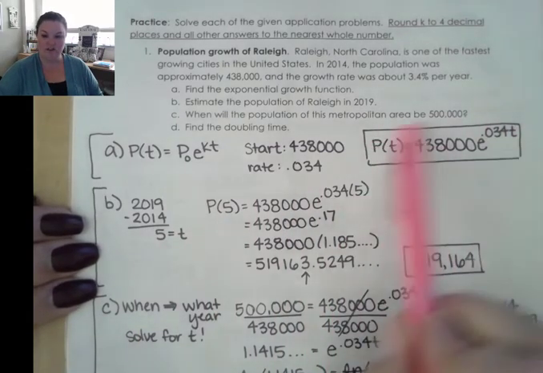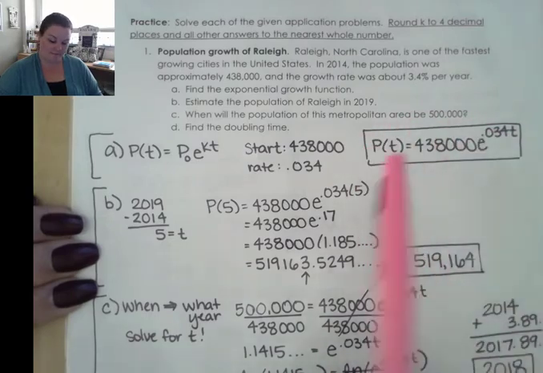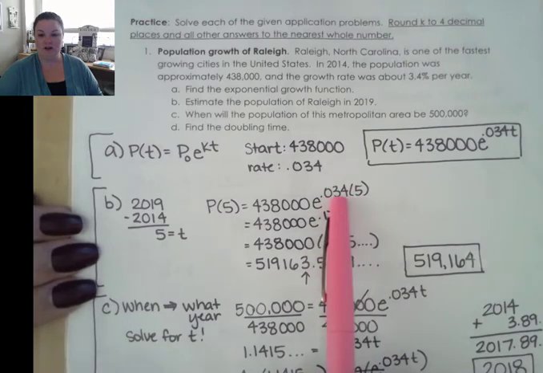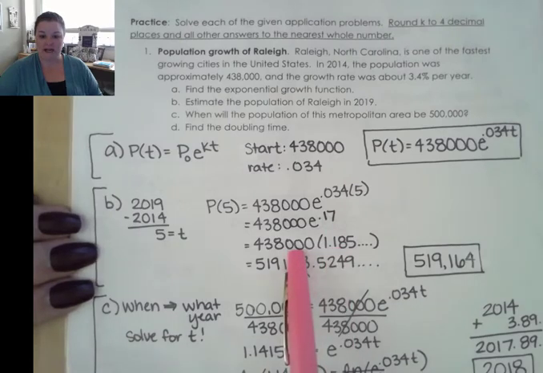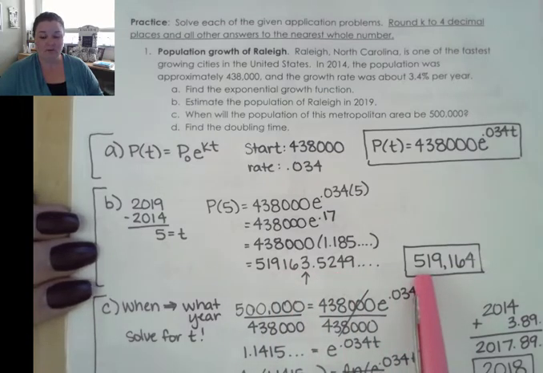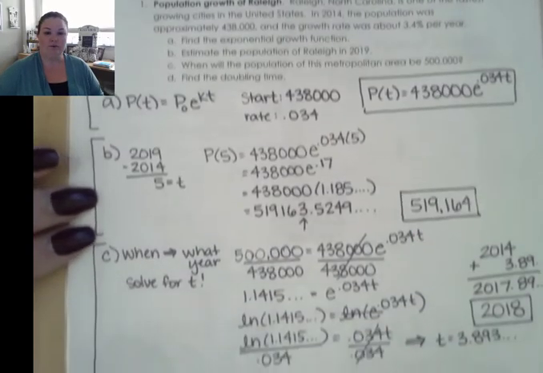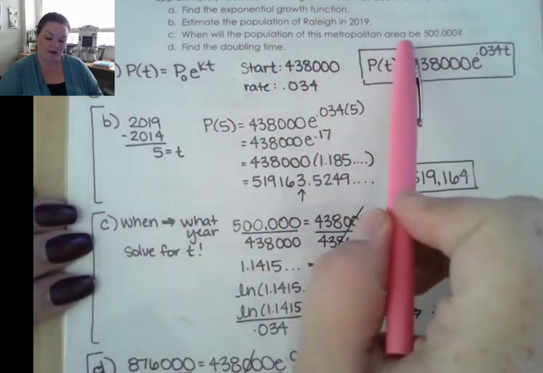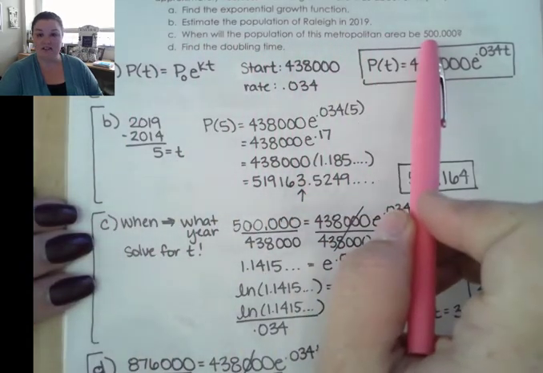So we just take the function we came up with in part A, and we're plugging in 5 everywhere we see a t. So simplify your exponent first, then raise e to that power, and then multiply that by 438,000, and we should get a population of approximately 519,164. Okay? All right.